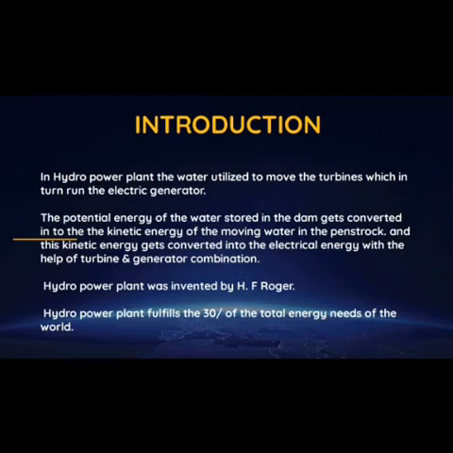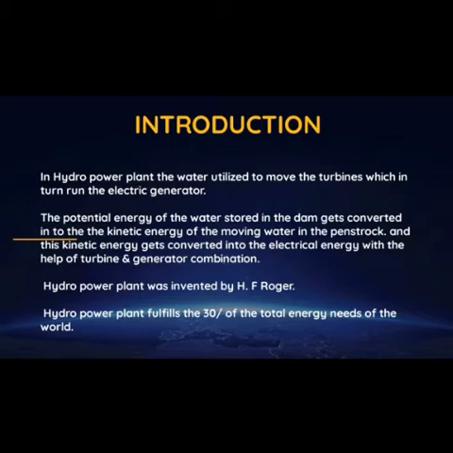So now, introduction. In a hydropower plant, the water is utilized to move the turbine, which in turn runs the electric generator. The potential energy of the water stored in the dam is converted into the kinetic energy of the moving water in the penstock, and this kinetic energy gets converted into electric energy with the help of the turbine and generator combination.